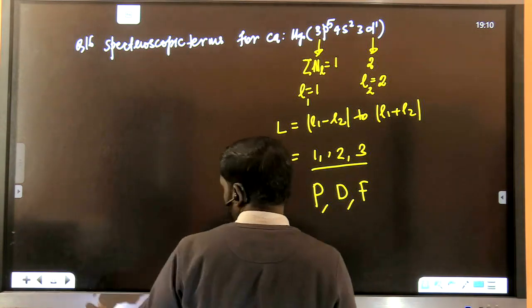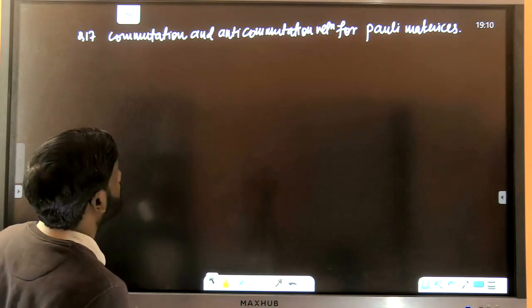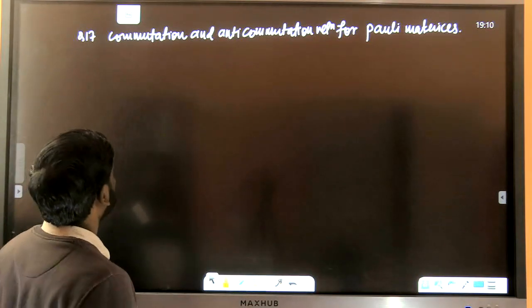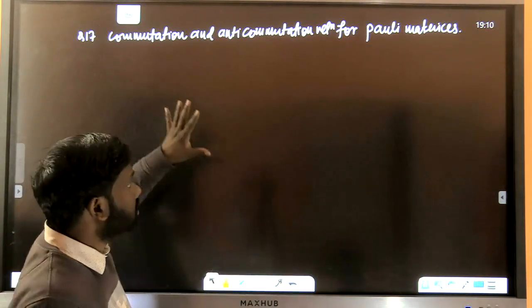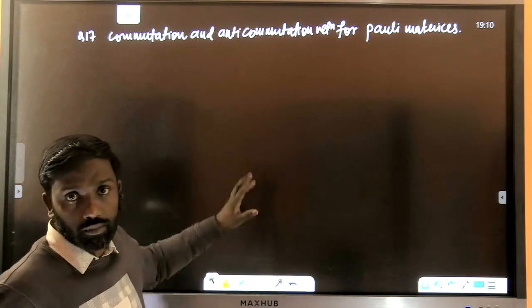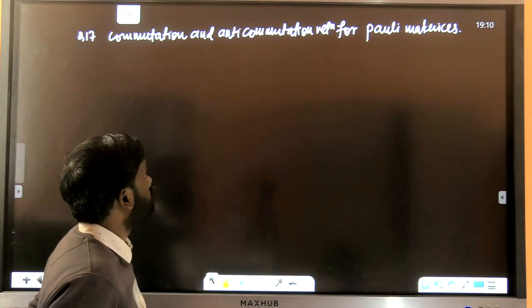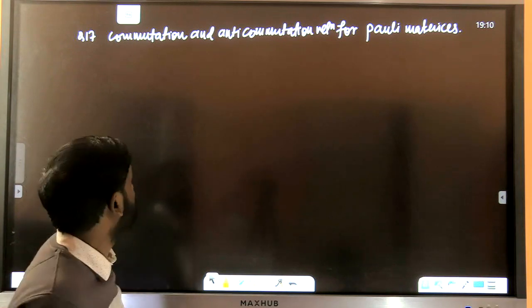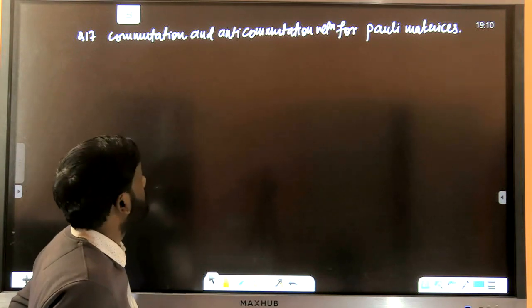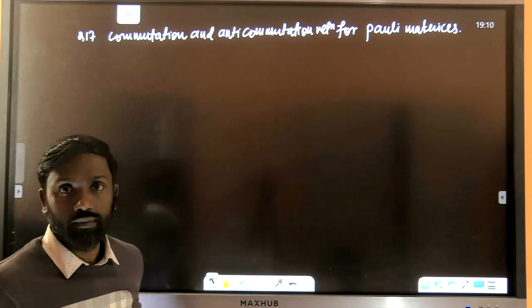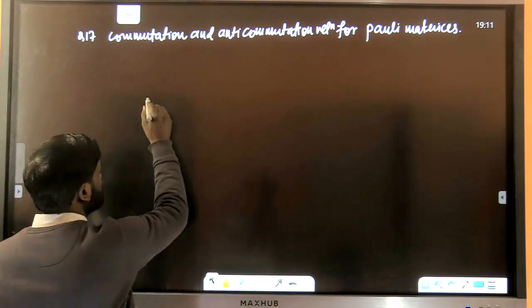Now let's move to another one. This question was just taken from basic books actually. This is a basic discussion of Pauli matrices. The question was related to the commutation relation for Pauli matrices. Actually, for Pauli matrices, there is a simple relation.